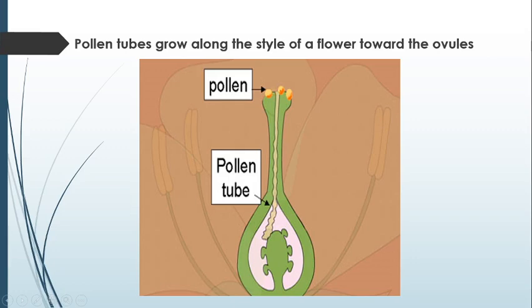This is how the pollen tubes grow toward the ovules. This process is called pollination, and pollination is a positive chemotropic movement.